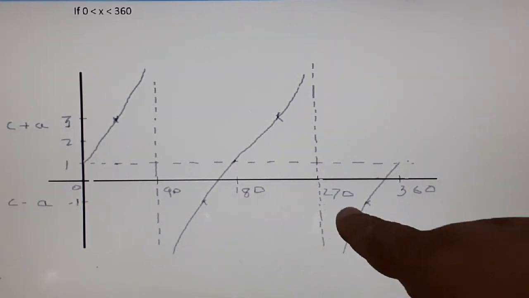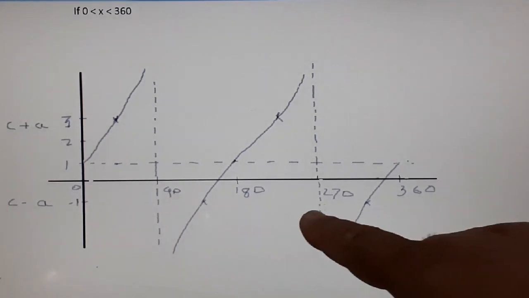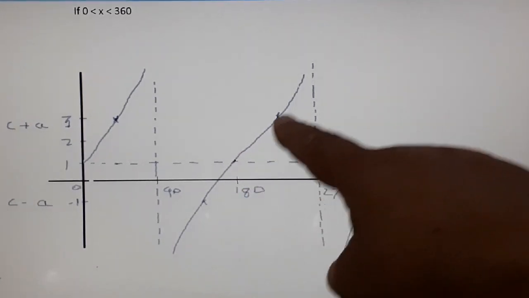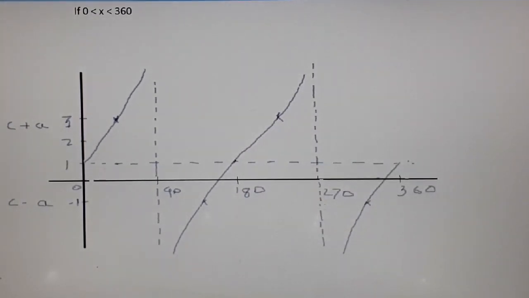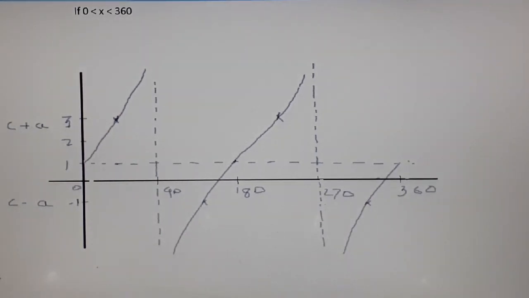So from 180 to 270 we will just treat it like the first quadrant, as we did in 0 to 90. In the third quadrant we know that tan is positive, so its curve should be above the axis, so it will pass through c plus a, which is 3, and from 270 to 360, which is the fourth quadrant.